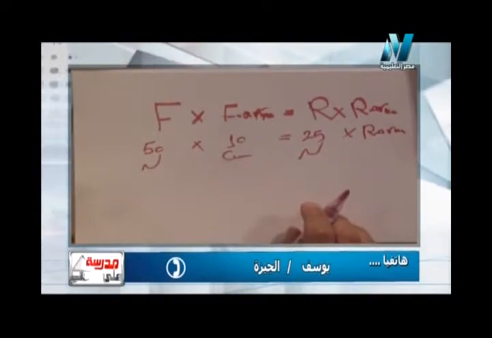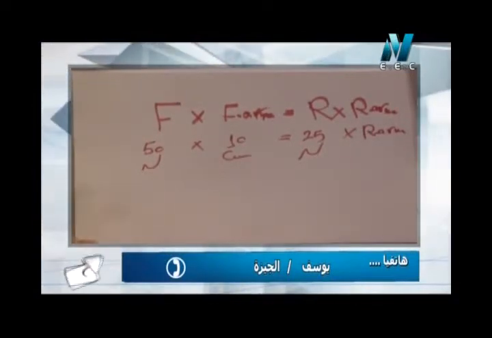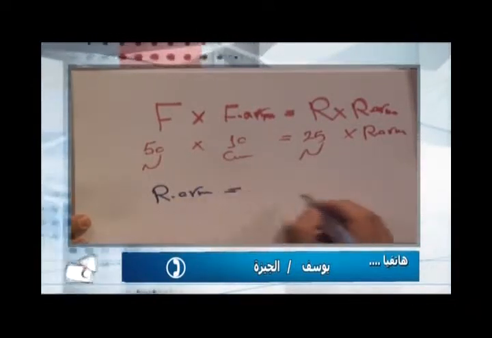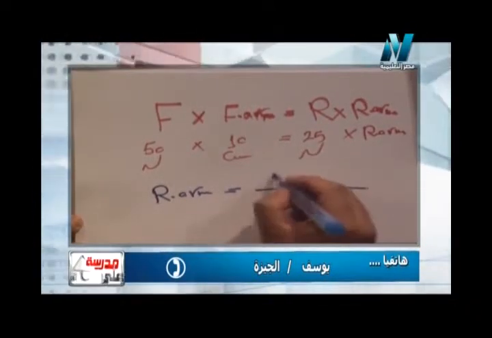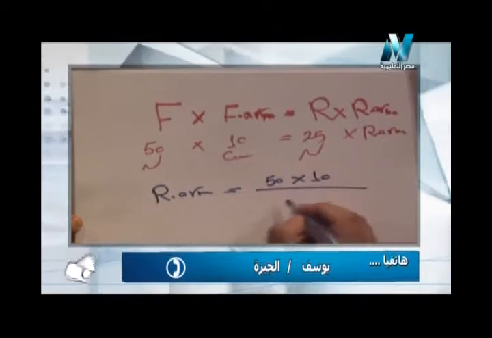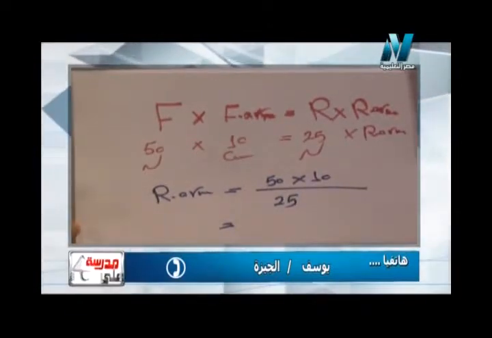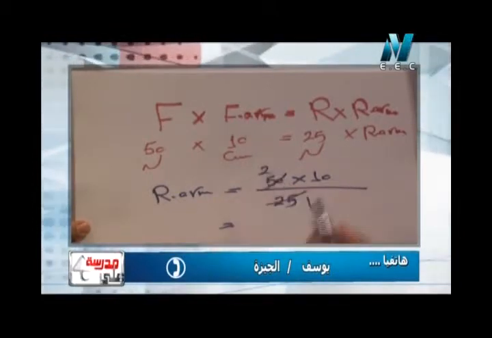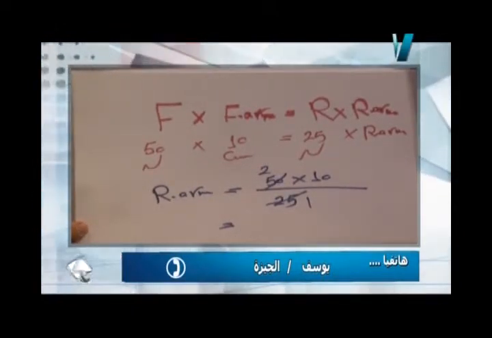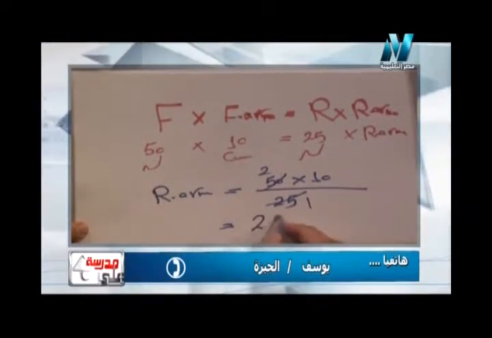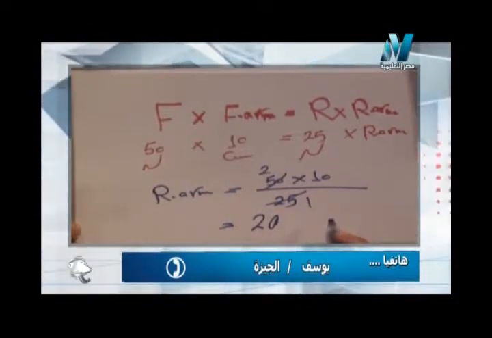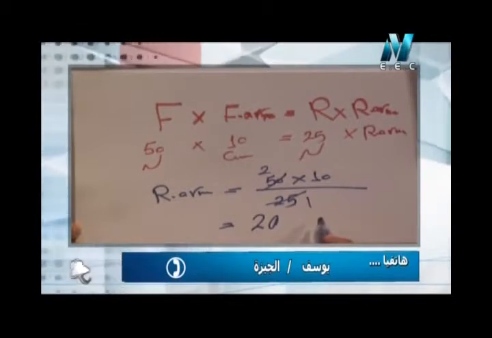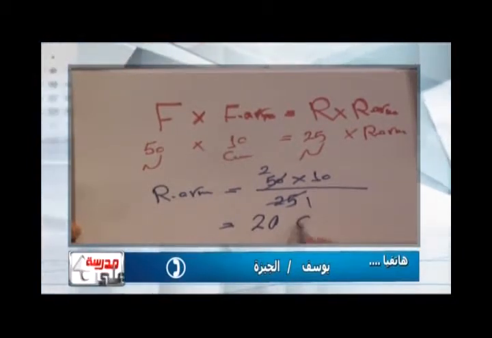It will be 50 by 10 over 25. Very good, excellent. So resistance arm will be 50 by 10 over 25. Divide 25 equals 1, divide 25 equals 2. So it will be 2 by 10 equals 20. 20 what? Centimeter or Newton? Centimeter, very good.